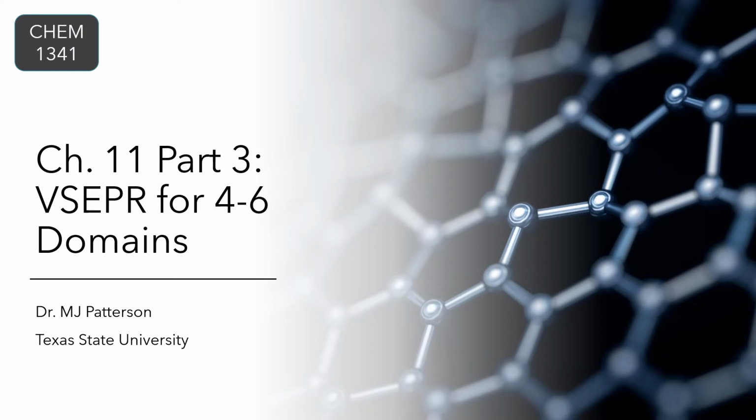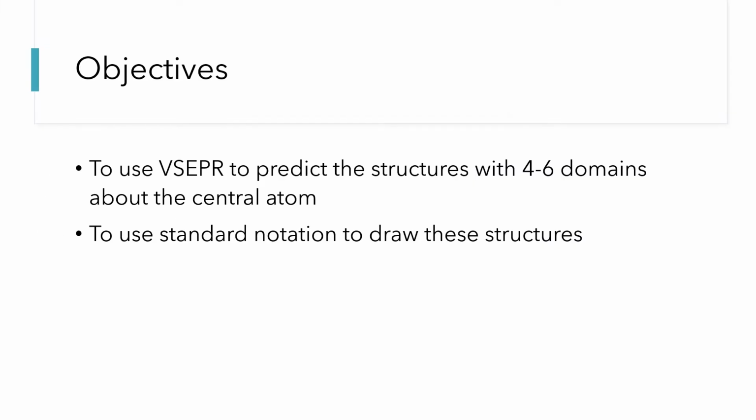In this video we're going to take a look at what VSEPR predicts for having 4, 5, and 6 domains. With 4, 5, and 6 domains, we're actually no longer going to have planar structures. We're going to have structures that punch out into 3 dimensions. And so to help us with these 3-dimensional structures, we're going to also look at some standard notation that is used for drawing these structures in 2 dimensions, like on a test paper.